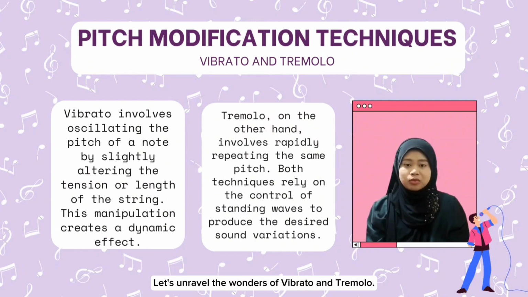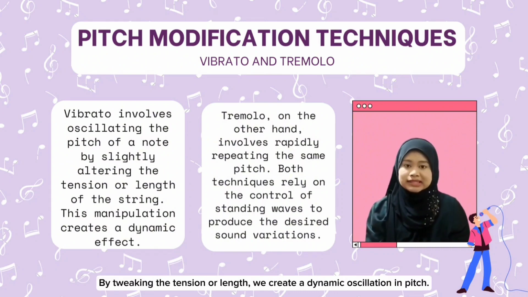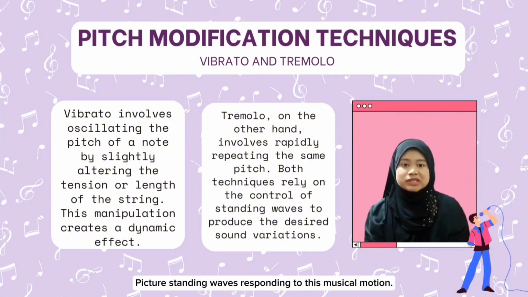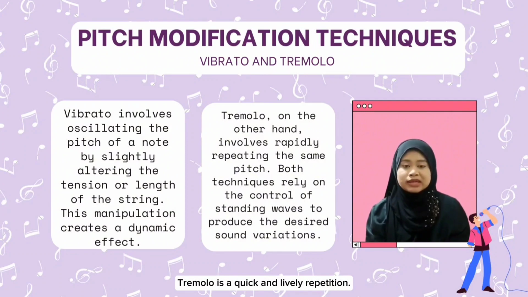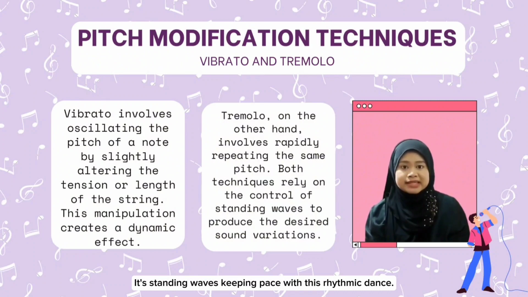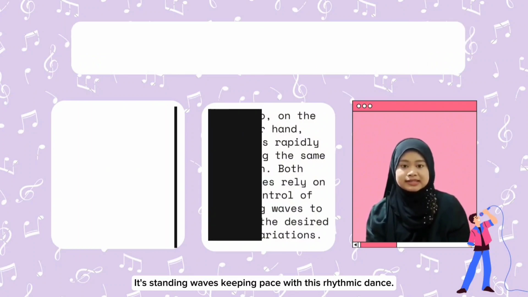Let's unravel the wonders of vibrato and tremolo. Vibrato is like giving a note a subtle whip. By tweaking the tension or length, we create a dynamic oscillation in pitch. Picture standing waves responding to this musical motion. Tremolo is a quick and lively repetition. It is standing waves keeping pace with this rhythmic dance.